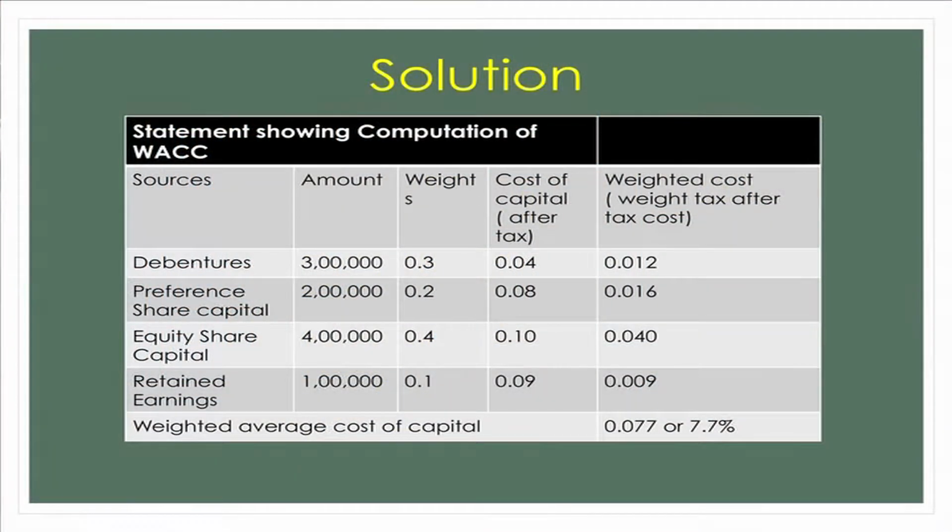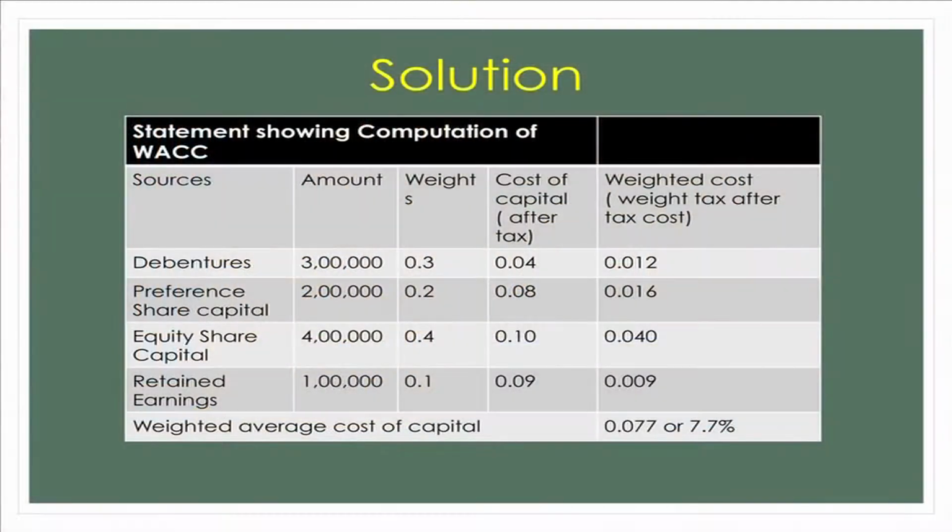We will write the percentage in the form of decimals, that is we will divide 4 by 100. So, the cost of capital will be 0.04 for debentures. For preference share capital it is 8%, so we will write it as 0.08. For equity share capital, cost of capital is 10%, so we will write it as 0.10. For retained earnings, we are given the rate as 9%, so we will write it as 0.09.